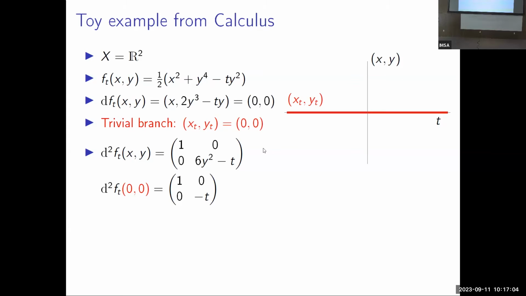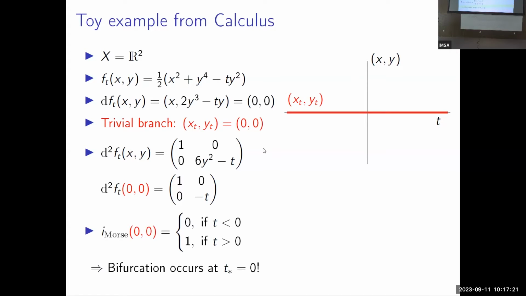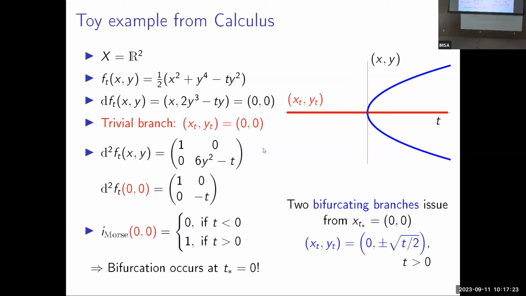And so you see, as t crosses 0, you have a change in the number of negative eigenvalues. So the Morse index is 0 if t is negative, and it's 1 if t is positive, right? So there is a jump in the Morse index at 0. So there is bifurcation at t equals 0. And in fact, the set of zeros for this produces this other branch, given by this equation.